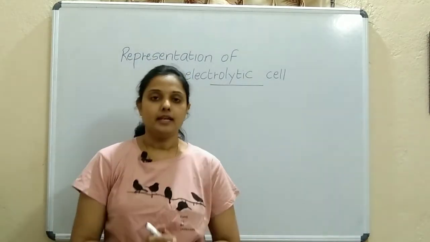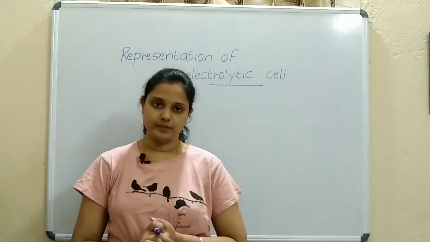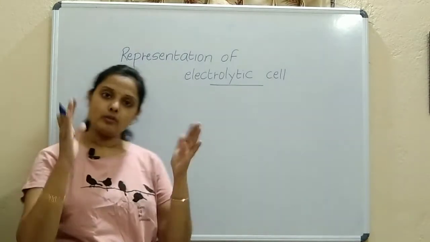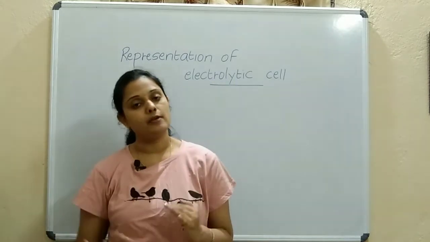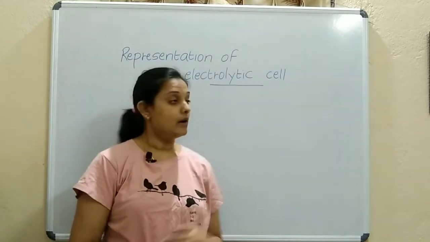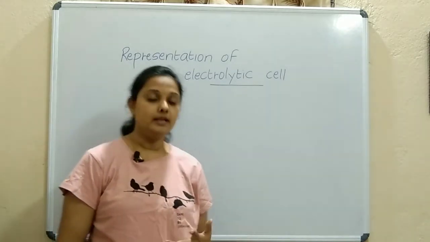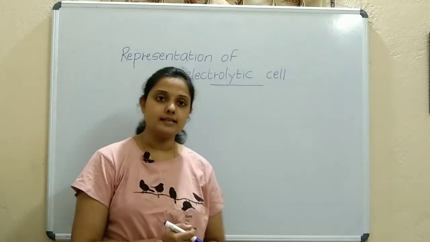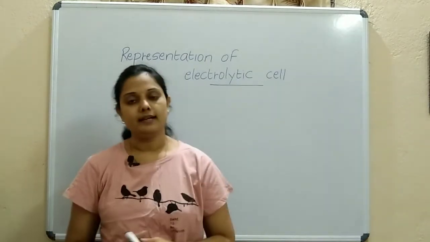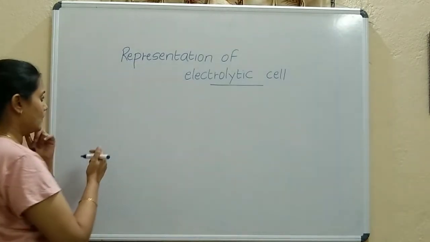electrolytic cell. How to represent an electrolytic cell in an easy way, right? Instead of drawing the electrolytic cell, drawing the electrodes, mentioning that it is made up of platinum, what are the products formed at cathode, what are the products formed at anode? Instead of drawing and mentioning all these things, in a straight line, one line, we can represent the electrolytic cell. So let's see how it is.